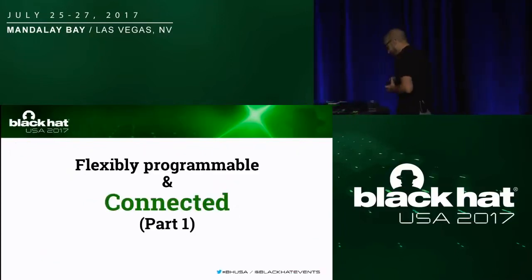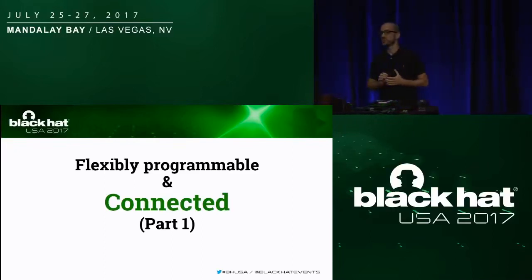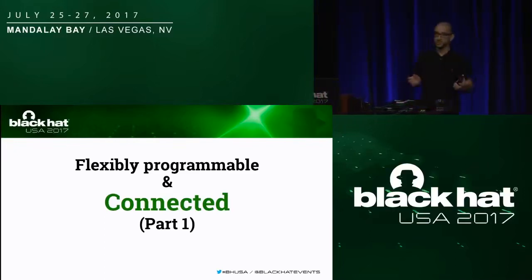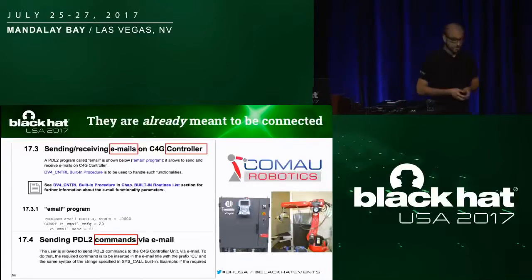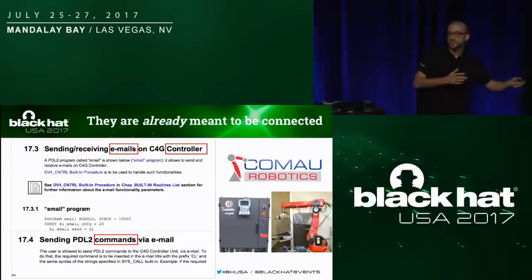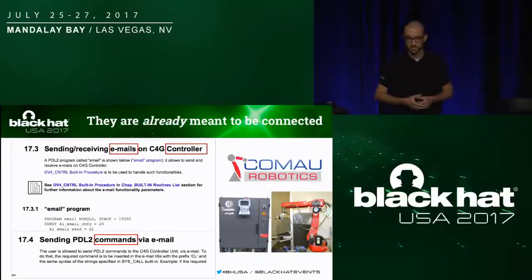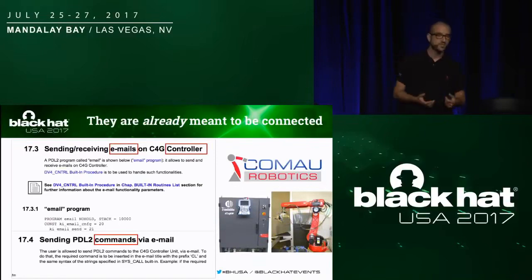Great. So the second characteristic of industrial robots is that they are connected. That's why we call them industrial robots, connected robots, so to speak. If we take a look at a not previous generation, but not bleeding edge robot by Comau, for example, they were already meant to receive commands in a very interesting way.